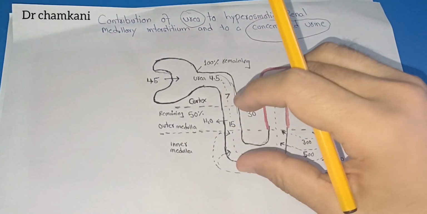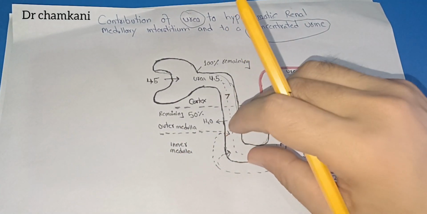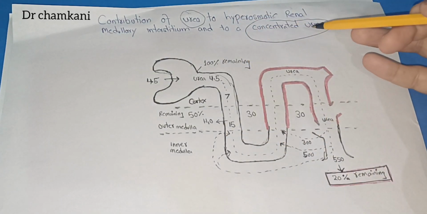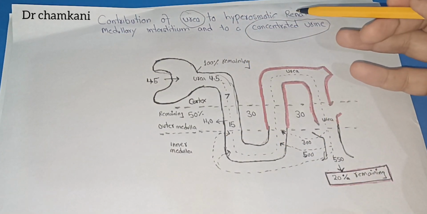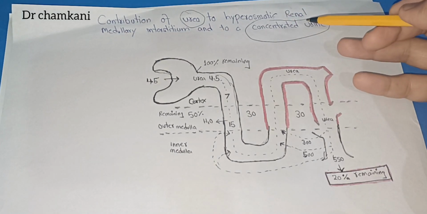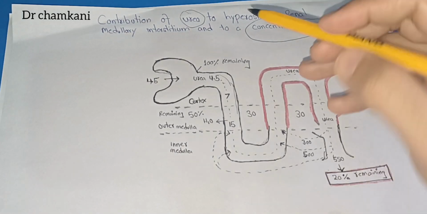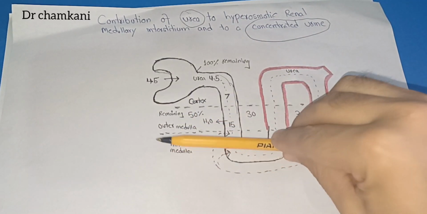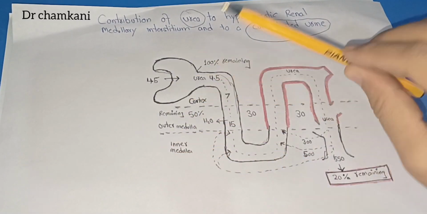But why is the renal medulla hyperosmotic? Because it is one of the requirements for creating a concentrated urine. The other requirement for excreting a concentrated urine is the release of antidiuretic hormone. Today we will study how urea plays its role in keeping this inner medullary region hyperosmotic.